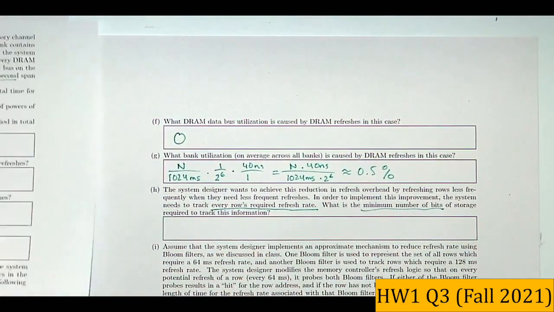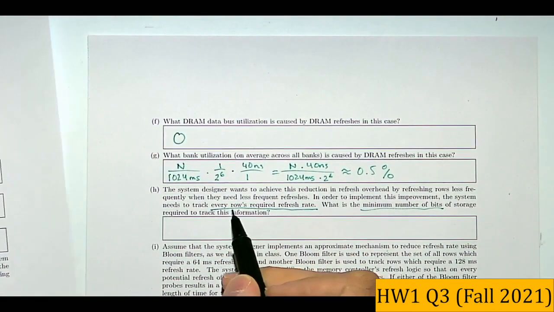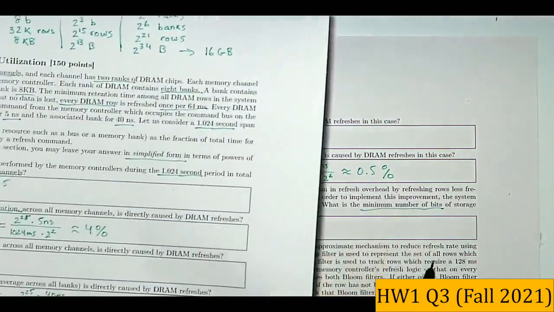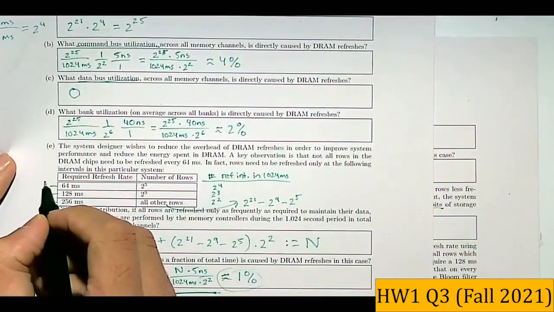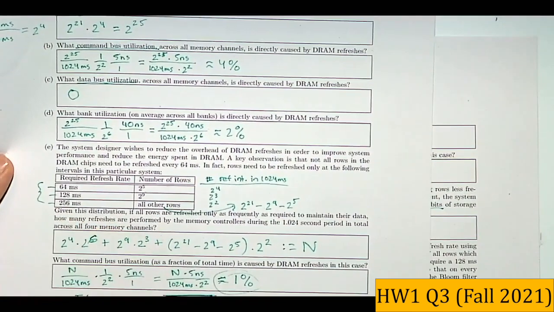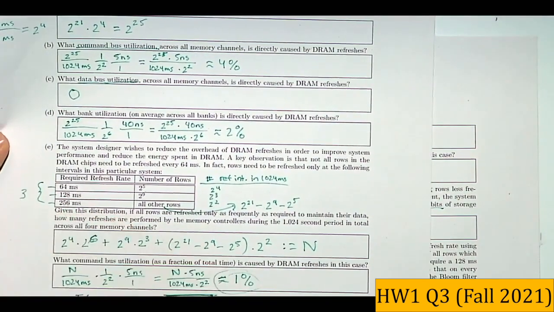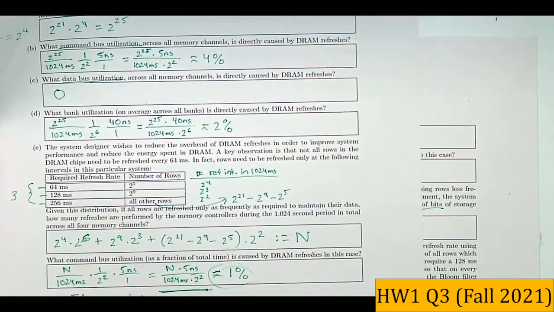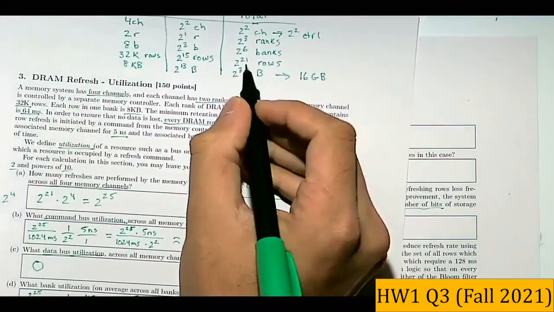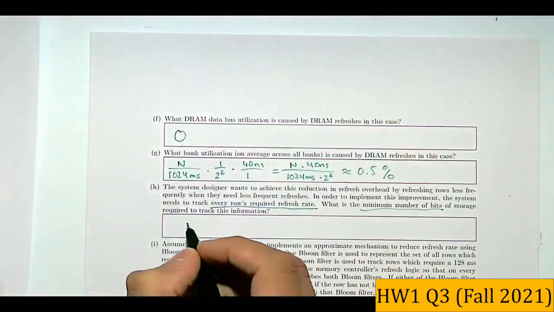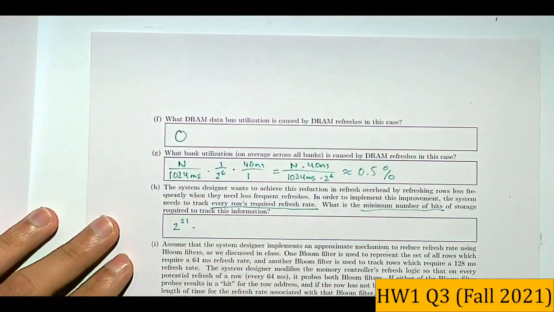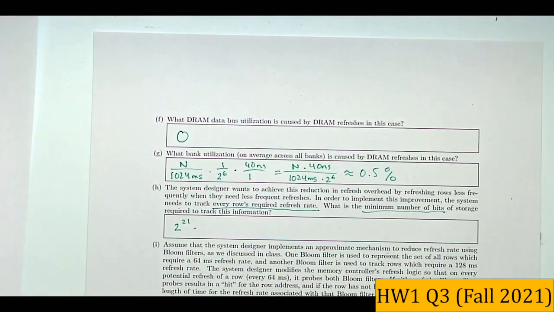So we need to track every row's required refresh rate, right? Here are the refresh rates we're dealing with. There are exactly 3 refresh rates, which means there are 3 different states that we need to be able to identify for each row, right? And we know that there are 2 to the 21 rows. So we have 2 to the 21 rows times the number of bits to encode three states, right? And that would be, sorry, yes?